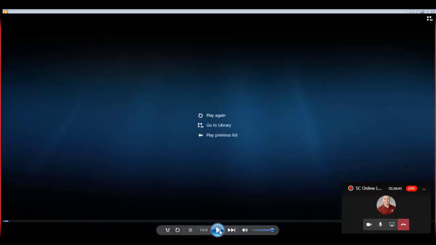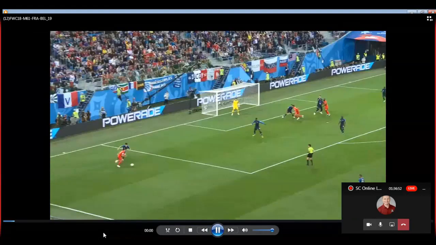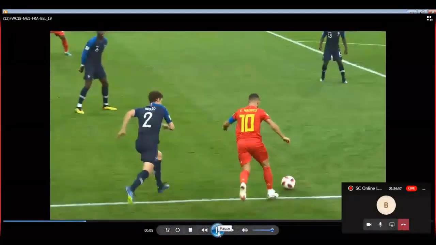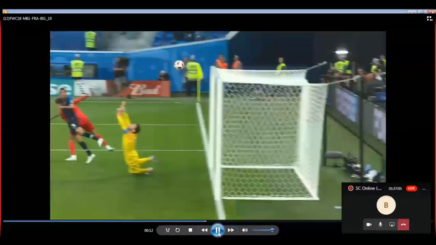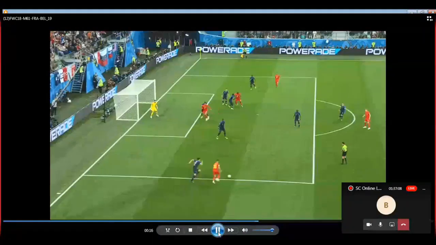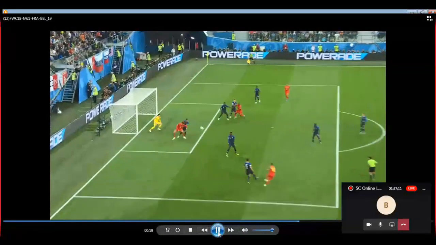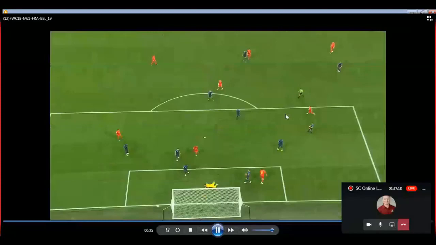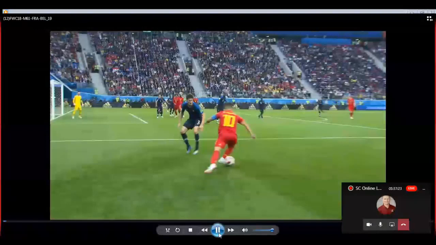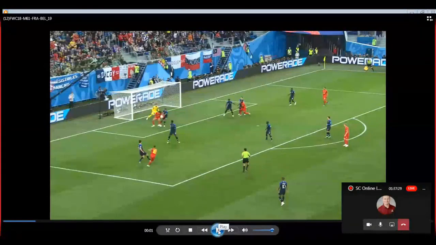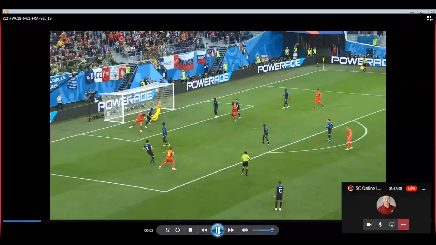Okay. I'm going to go to my next one. Okay, so remember, we want to make sure that the very first thing that we establish is, was there an offside position? So we'll play it again. So when the ball was kicked, and we'll get another shot at this, was there an offside position?